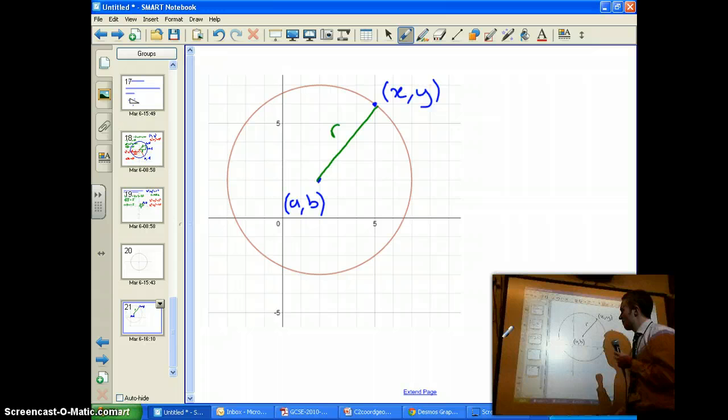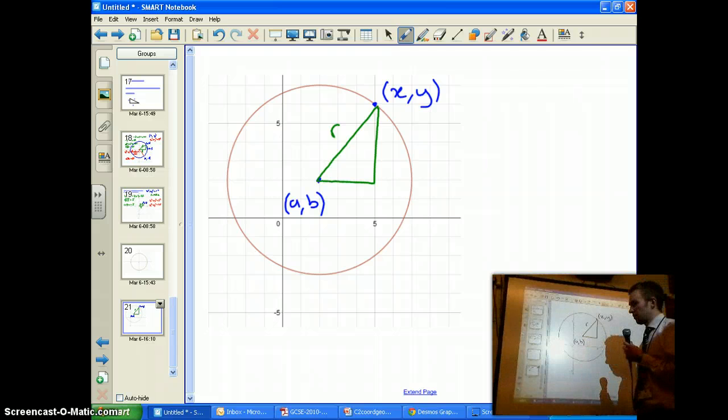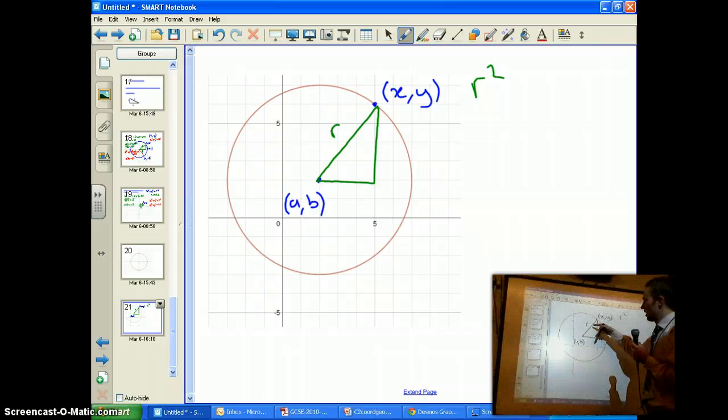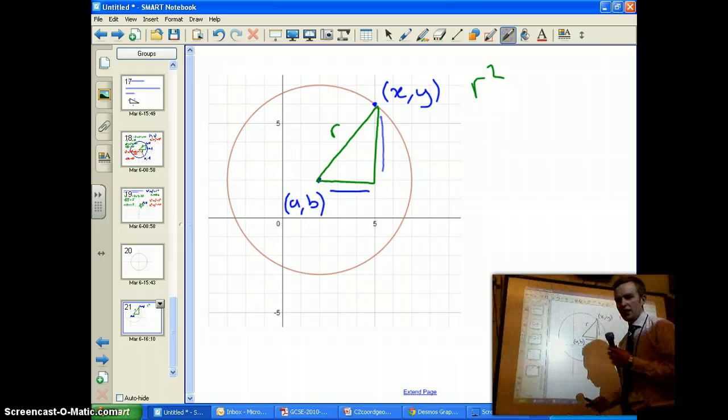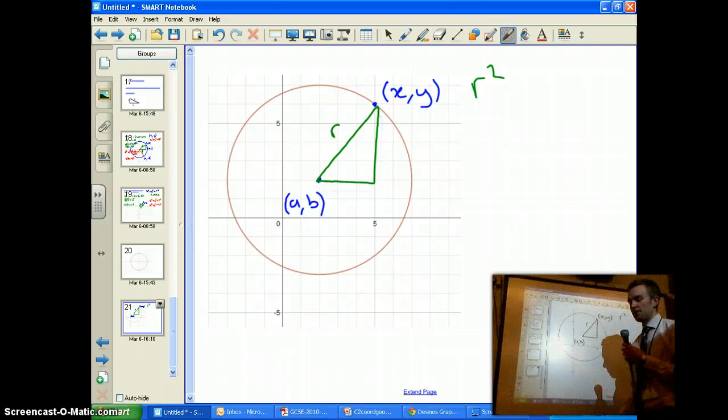And this time, this line here, we can again make another right angled triangle. So here, to find the radius squared, that's going to be the same as this length here, squared, plus this length here, squared. This just comes from Pythagoras' theorem. And so all we have to do is work out what these are in terms of x, y, a and b. Our centre here is the point A.